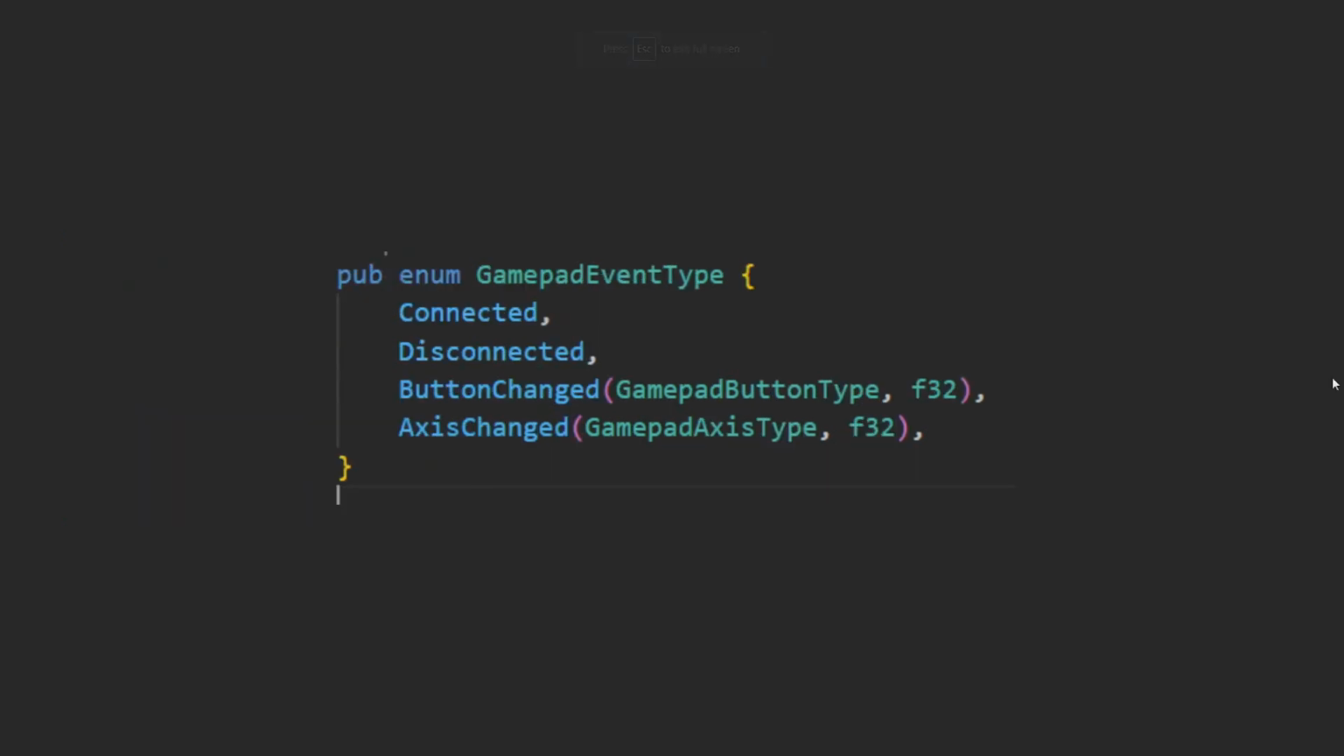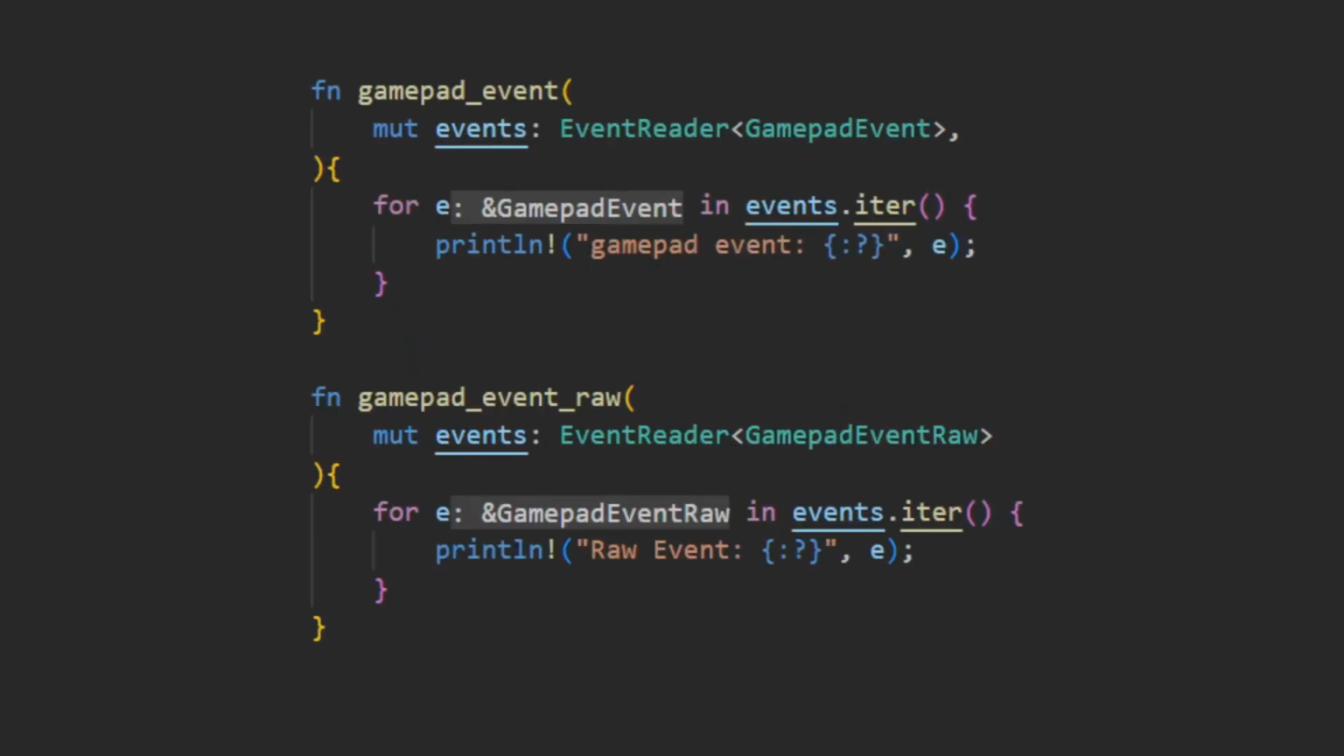insert these settings. Bevy provides the gamepad event type, which simply consists of an enum of connected, disconnected, button changed, and axis changed, which holds the button type or axis type respectively, and the amount that value is changed by. Bevy allows you to access these events in 2 distinct ways, either as the event itself or as the raw event. The key difference between the gamepad event and the raw event is that the event runs through the filter of the threshold first, whereas the raw event will represent every single output from the controller.